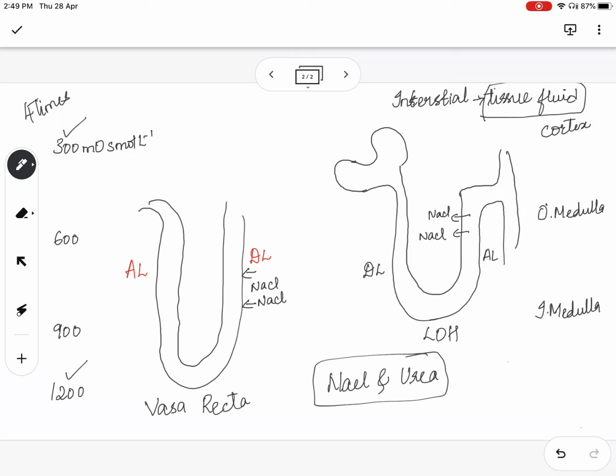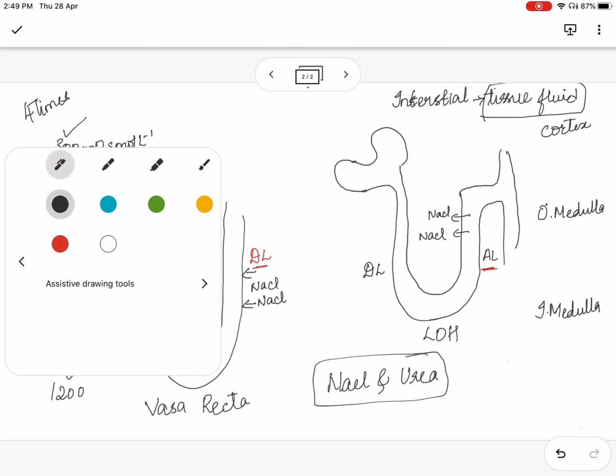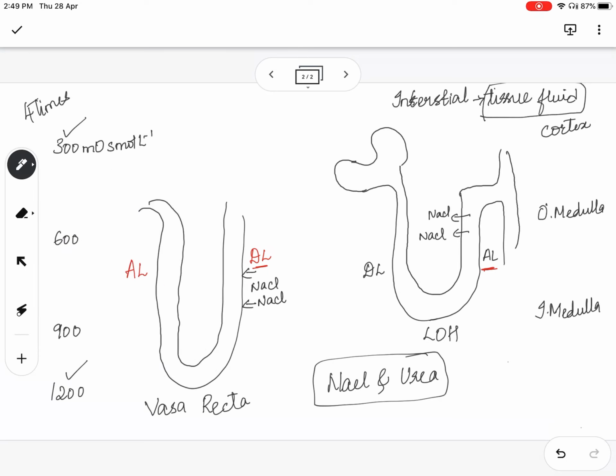First point, what did I say? Sodium chloride is transported by the ascending limb of loop of Henle. Okay, and it is going to get exchanged with the descending limb of the vasa recta. Then finally what happens? Sodium chloride from the descending limb of vasa recta will be returned back to the tissue region, that is interstitium. So from here the sodium chloride is going to the ascending limb of vasa recta, and here it is sent out to the interstitium.